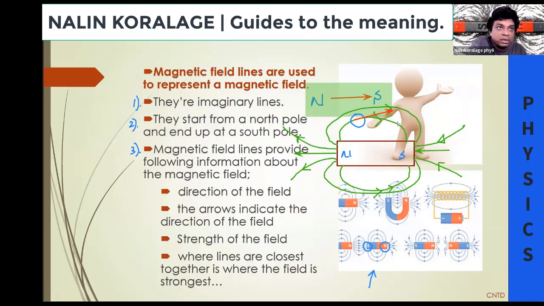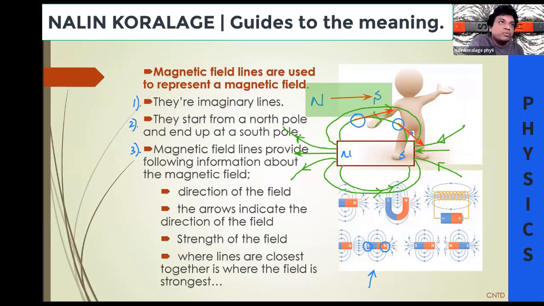If you place another plotting compass here, let me take another shape, somewhere here, a tiny compass, okay, fine. It is going to show you the direction of the magnetic field, and will be along that way, the tangent drawn to that magnetic field line at that point. So these are the directions of the magnetic field of the bar magnet.